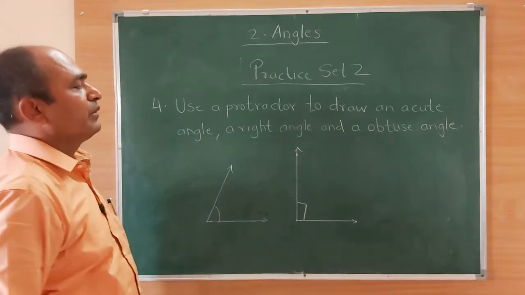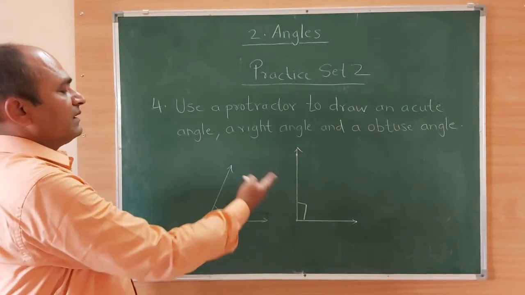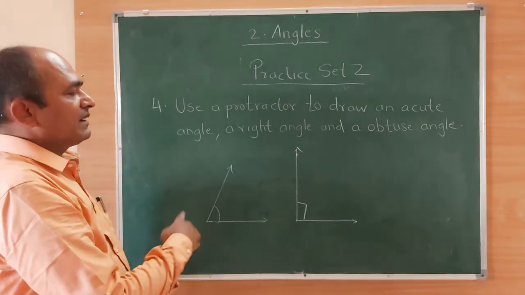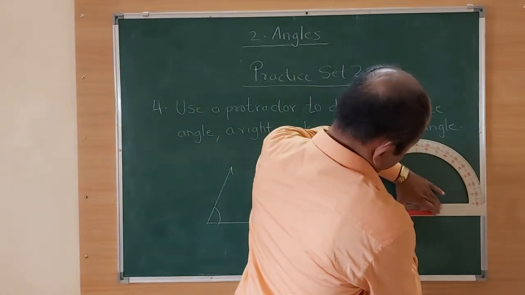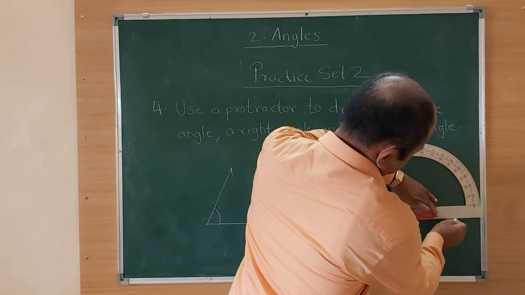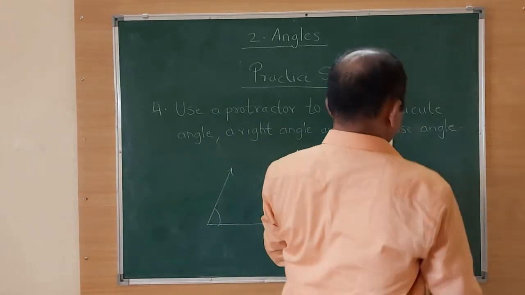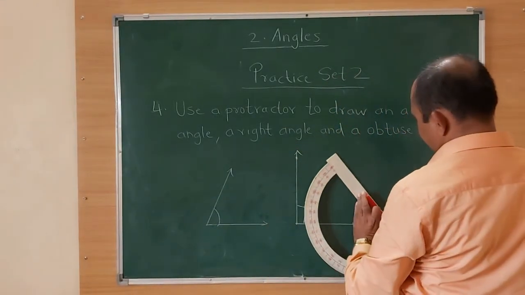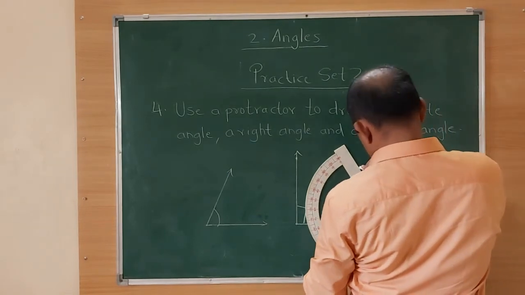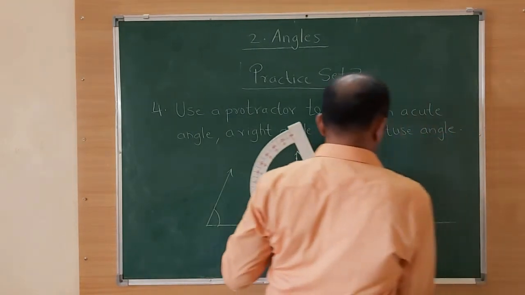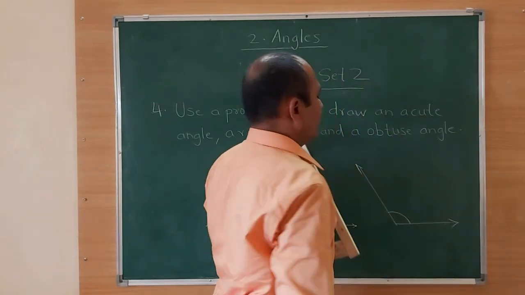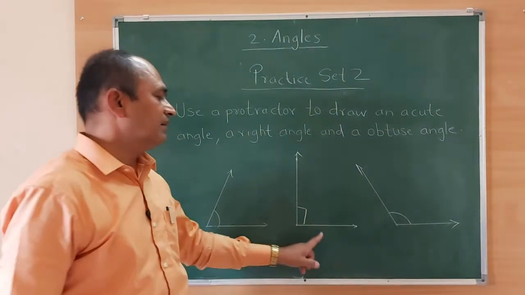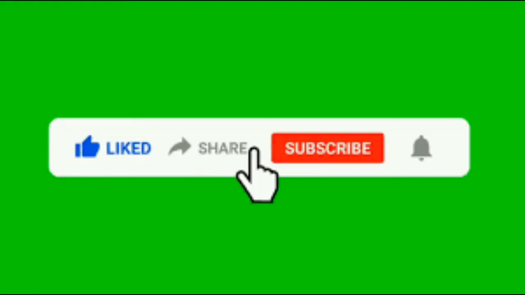And now an obtuse angle. The angle which is greater than 90 degrees but less than 180 degrees. Very simple. So this is 90 degrees, and more than 90 degrees but less than 180 degrees. So this is an obtuse angle. Acute angle, right angle, and obtuse angle.